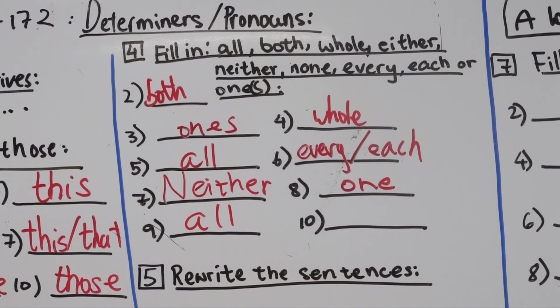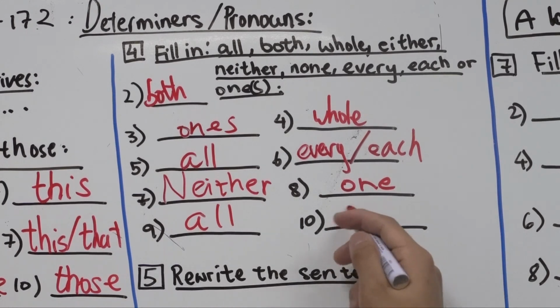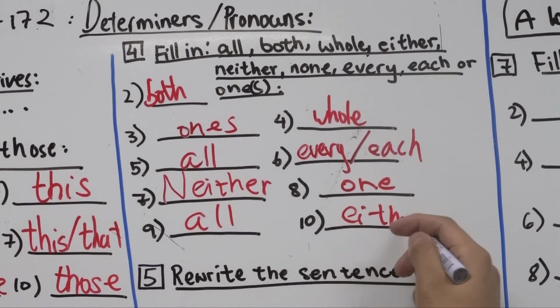Number 10, lastly, both of these dictionaries are excellent. Blank of them will help you in your studies. So both of these dictionaries are good. Either one of them. Okay, one and the other, or one or the other, okay? Either.